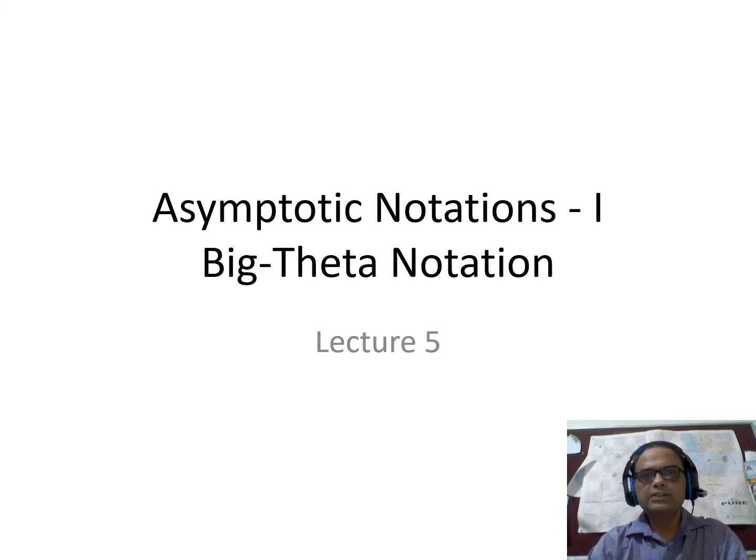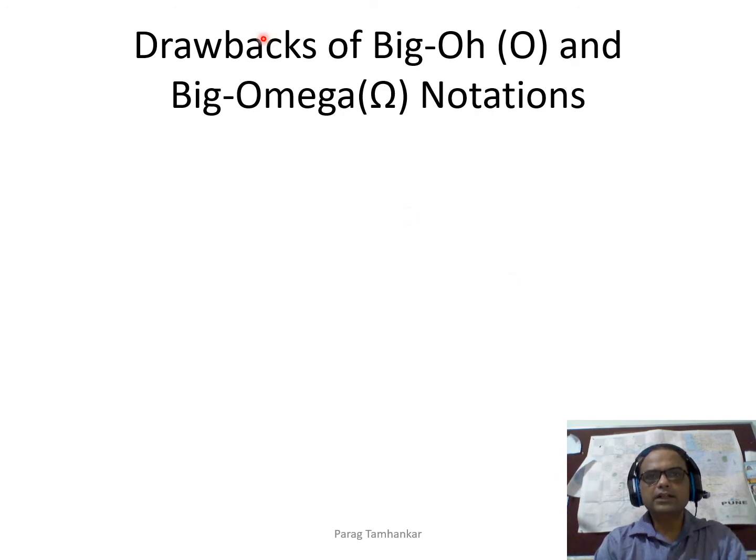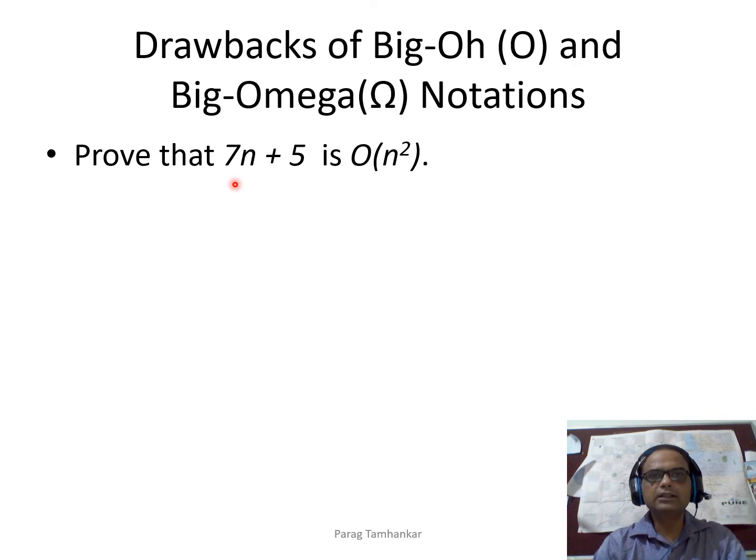Hello all. In this video we will discuss big theta notation. First we will start with what is the drawback of big O and big omega notations. So let's see this. If we have got a function 7n plus 5, we want to prove that it is big O of n square.